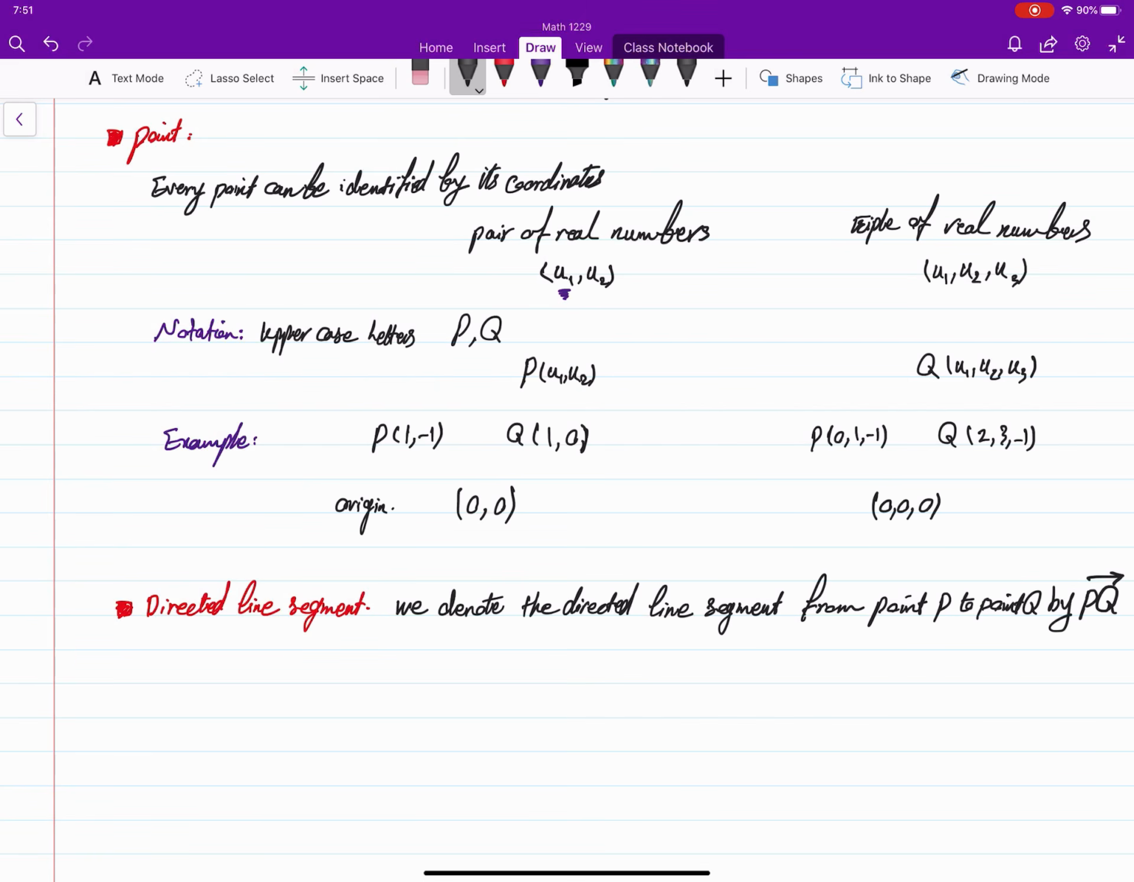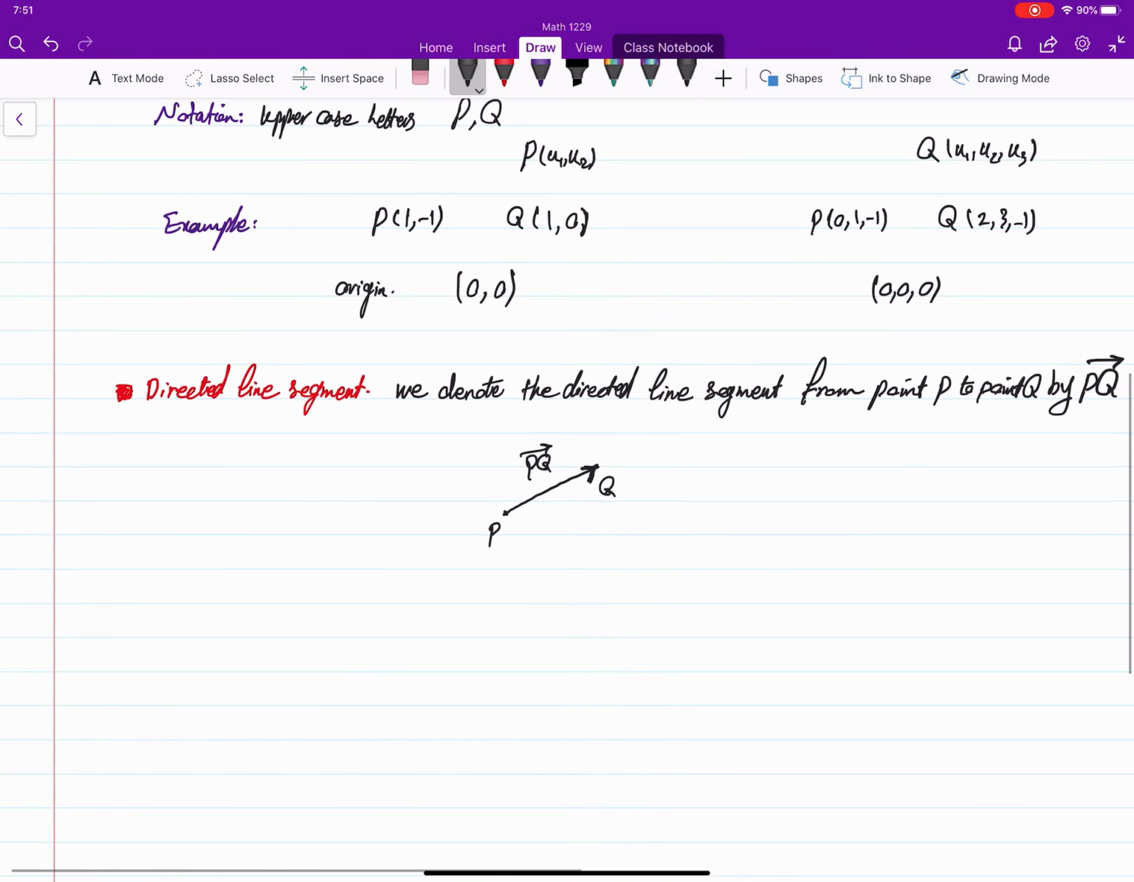In other words, it doesn't matter if it is in two-dimensional or three-dimensional. When you have PQ, it is the line segment starting from P to Q. Why am I saying starting? Because there is a direction here. It means that we start from P, we go to the end point Q. That is a directed line segment PQ. In other words, directed line segments are given by two points, starting point and end point.